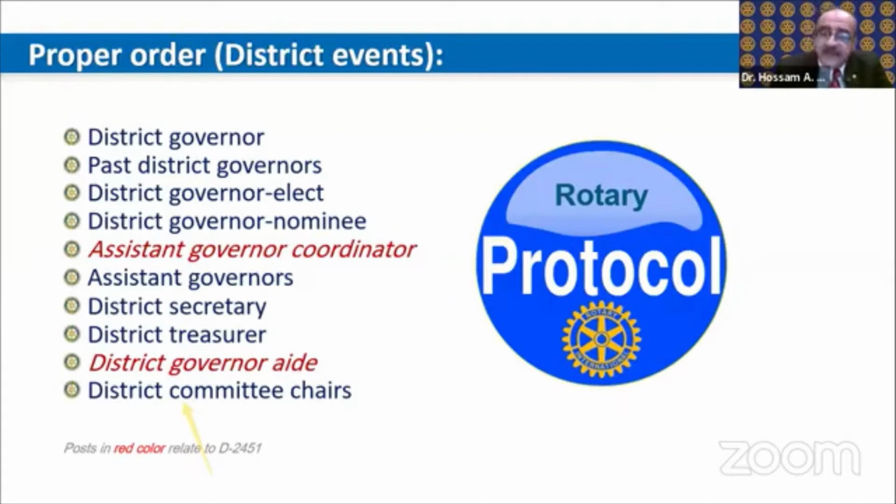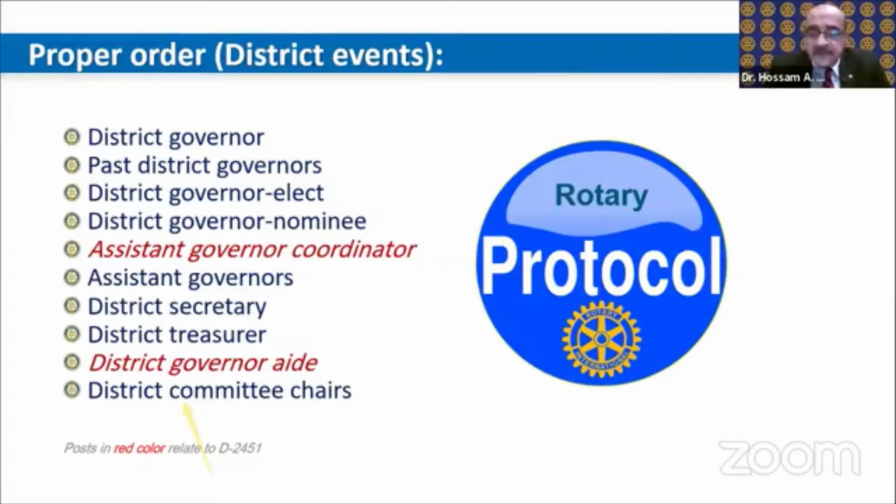And then the district governor aide, a position that is generally used in District 2451, and then the district committee chairs. So generally speaking, in a district event, we start by calling the district governor, then past district governors by seniority, district governor elect, and the district governor nominee. If there is an assistant governor coordinator available in this meeting, then we call him, followed by the assistant governors, the district secretary, the district treasurer, the governor aide, and last but not least, the district committee chair. This is the order in which the meeting should be addressed.